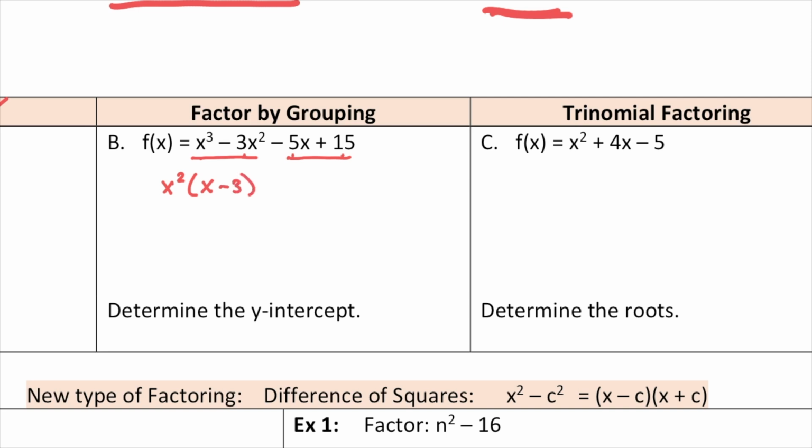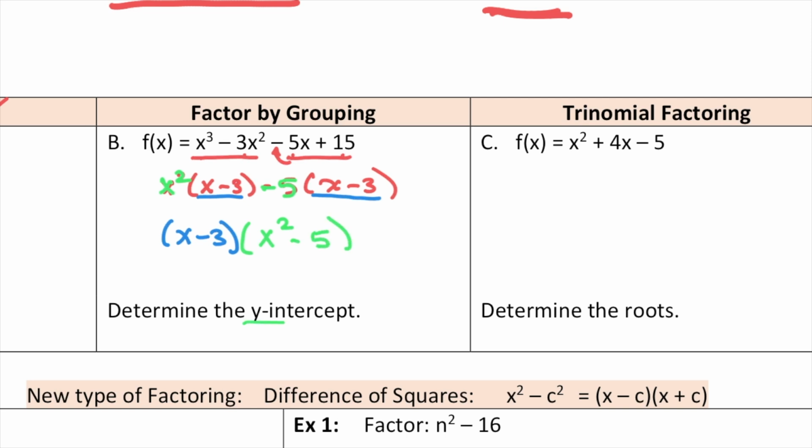Now the next group, notice the negative in front of the 5. I'm going to factor out -5, and then I'm going to be left with x minus 3. The next thing we notice is that both of my groups have an x minus 3, so I'm going to write x minus 3 as my GCF for those two. And then I see I have x squared minus 5 remaining as my leftover, so x squared minus 5.